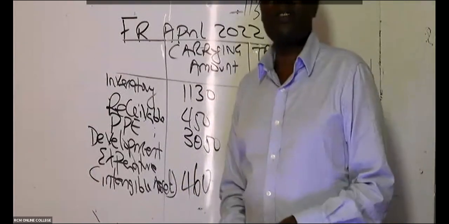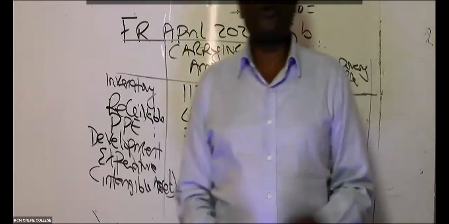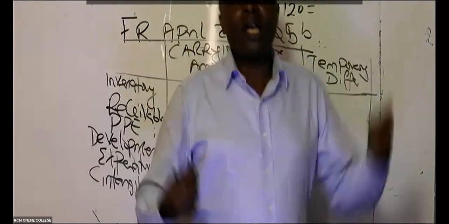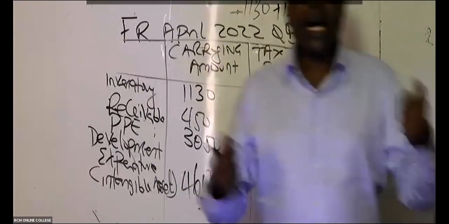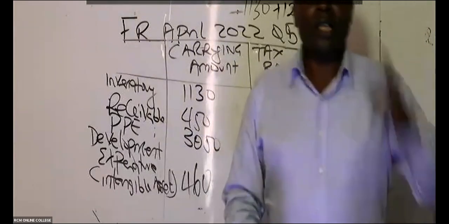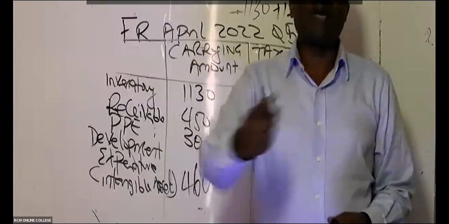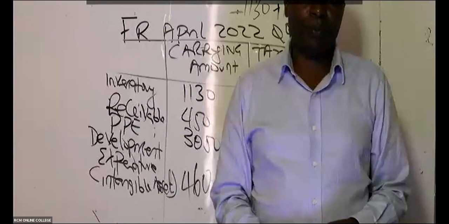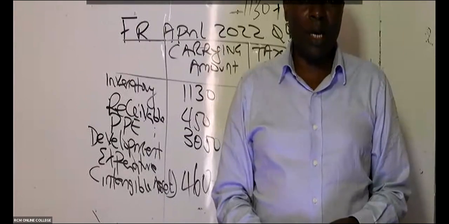Because remember, anytime they want us to get carrying amount, as an accountant, what should we think about? Number one, we should think about carrying amount being equal to the cost, which is 480, minus any loss in value.